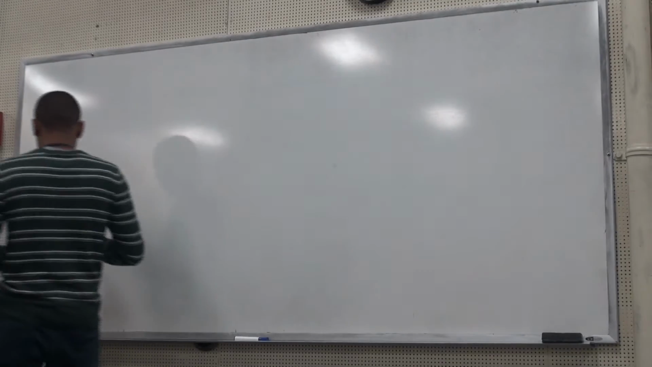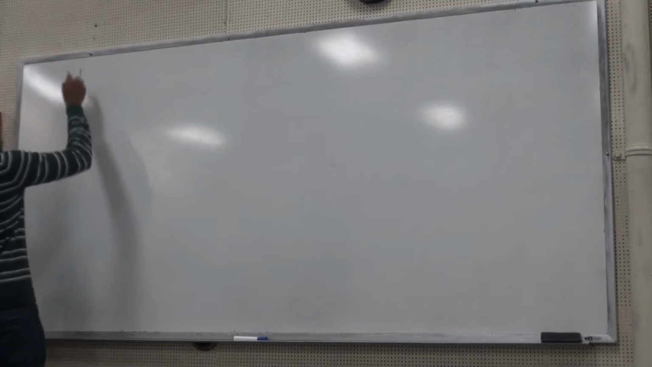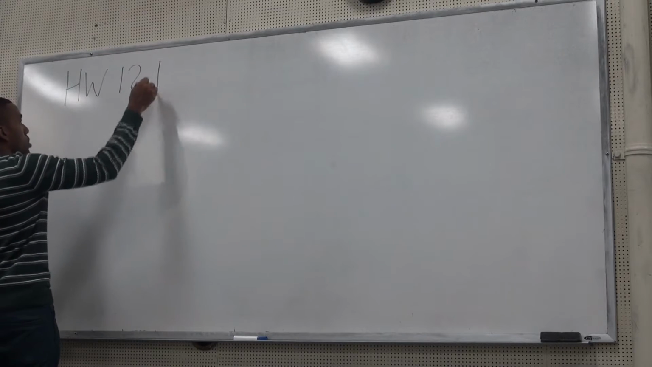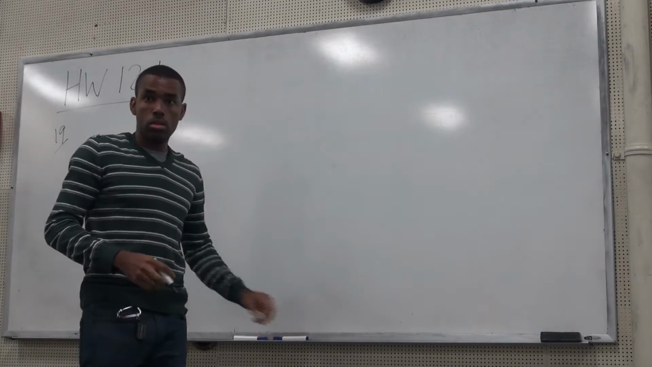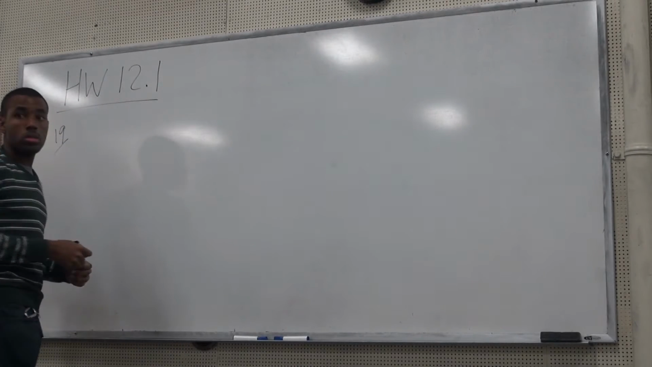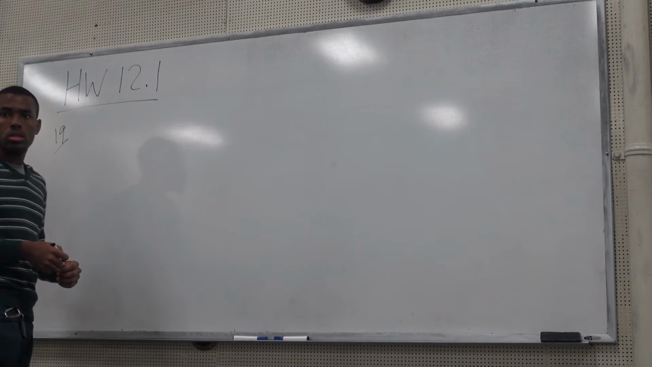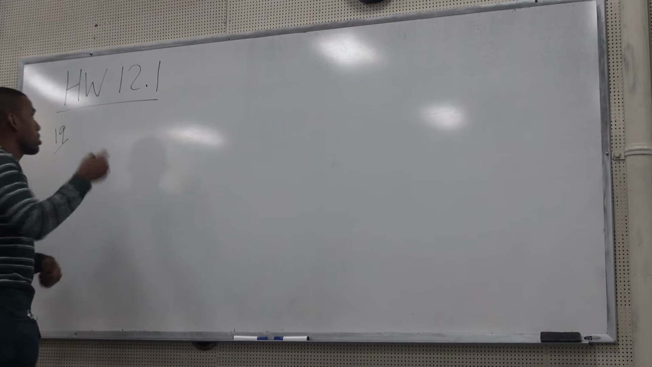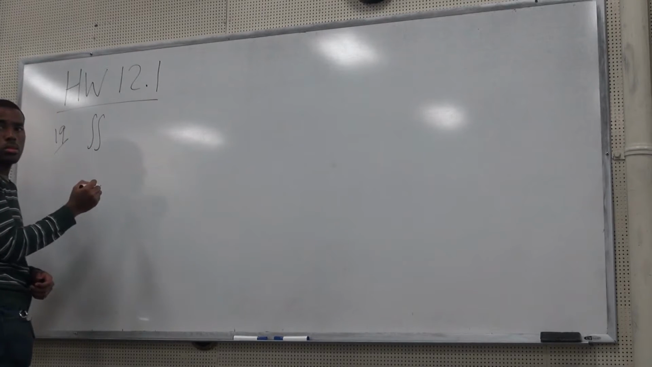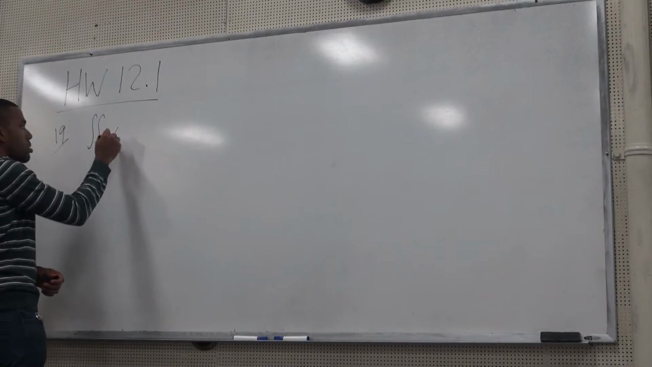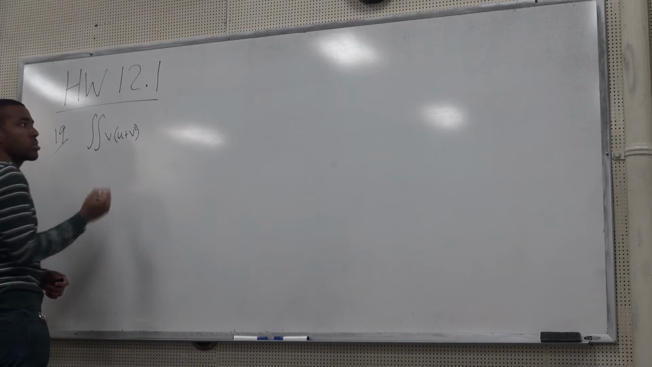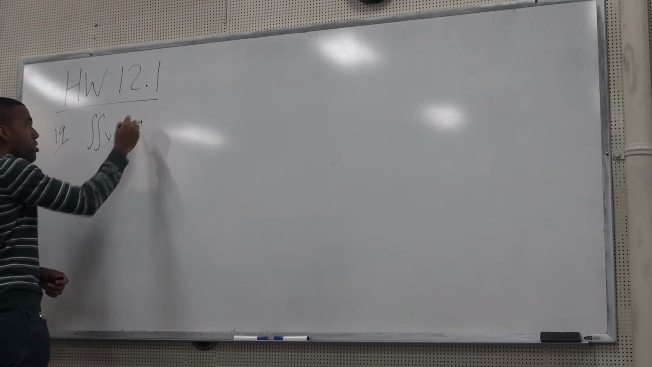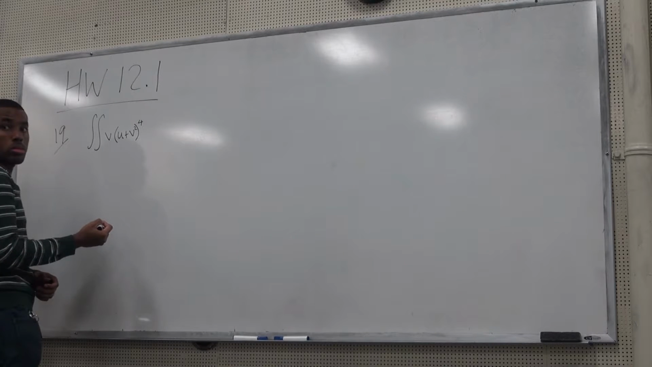Okay, let's begin. Question on the homework. 19, 12.1. What did that say? The double integral of v times (u plus v squared) to the fourth, du dv.